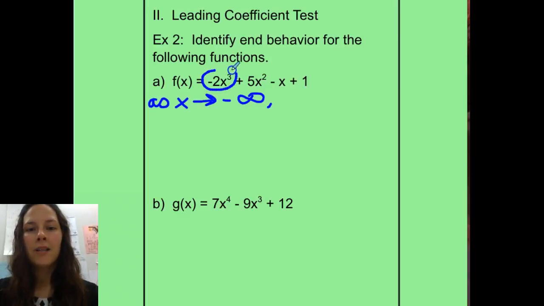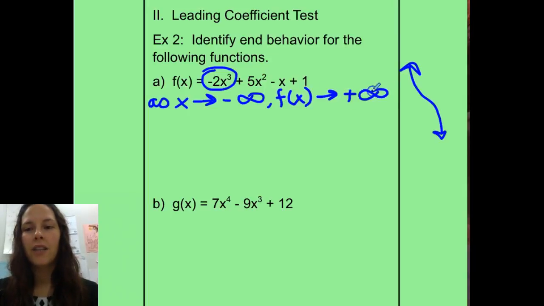Looking at the highest power and the leading coefficient, I'm going to make a little sketch off to the right. The leading coefficient is negative and the power is odd, so it's a snake function that is falling. So as x gets very small, the graph is rising. So f of x, the function or the y values, are going to positive infinity. That is half of the end behavior.